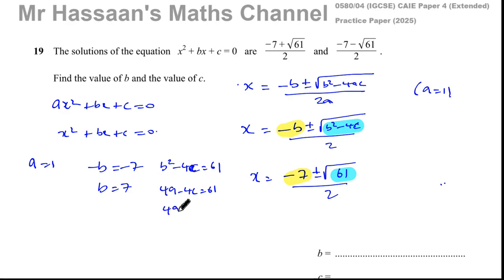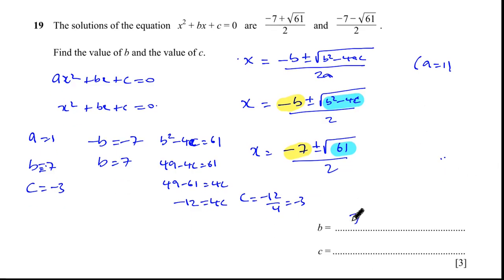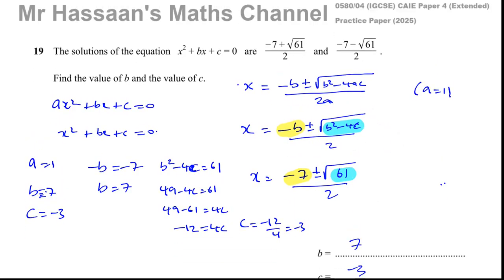So 49 minus 61 is equal to 4c. 49 minus 61 is -12. That's equal to 4c, so c is equal to -12 over 4, which equals -3. So we know that a equals 1, b equals 7, and c is now -3. We can just write the values here: b equals 7 and c equals -3. So that's a very simple way of doing it using the quadratic formula.